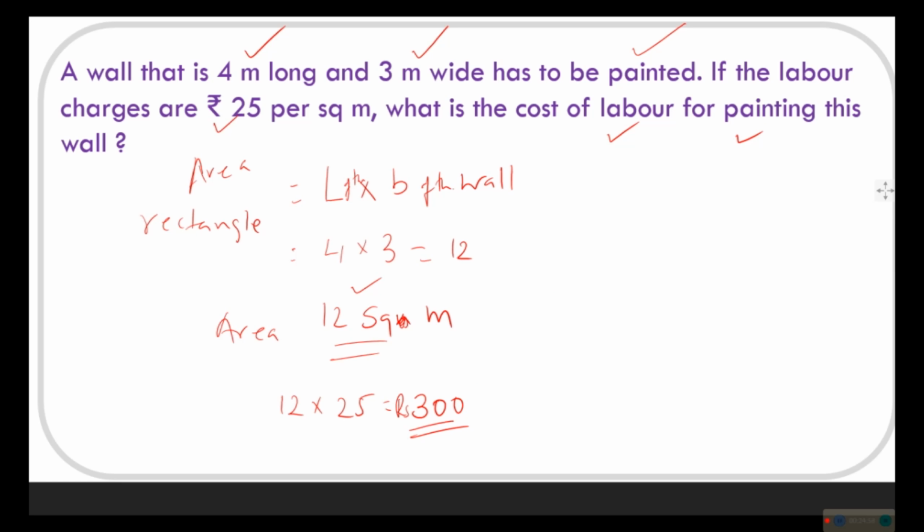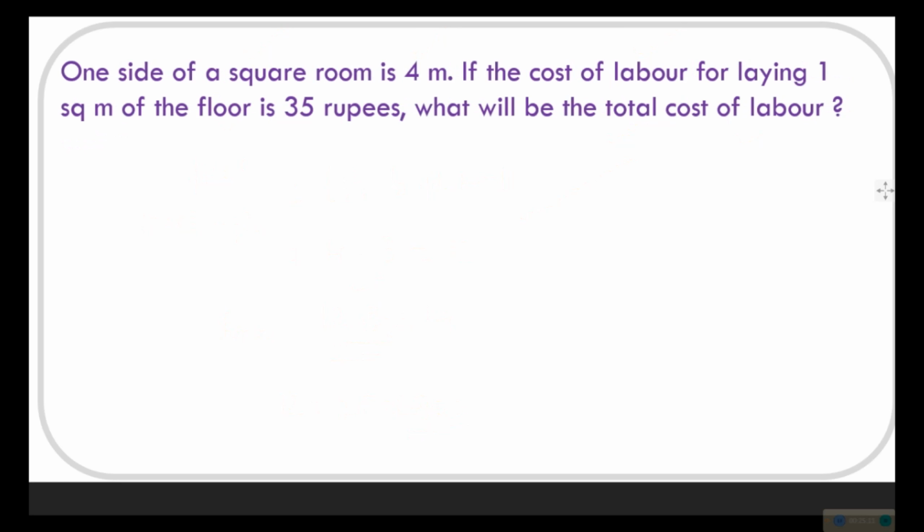Understood? So this way we apply this kind of concept of area of rectangle and area of square next time when any such situation comes in our home. It's a practical situation. One side of a square room is 4 meter. The room is a square, so it will give only one unit, only one side. The cost of labor of laying 1 square meter of floor is 35 rupees. They are doing flooring, laying tiles. Per square meter 35 rupees has to be paid. What will be the total cost?